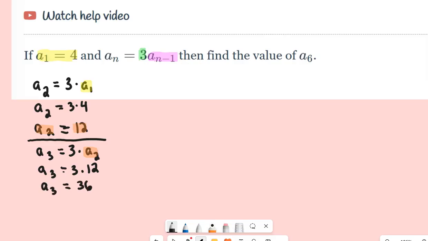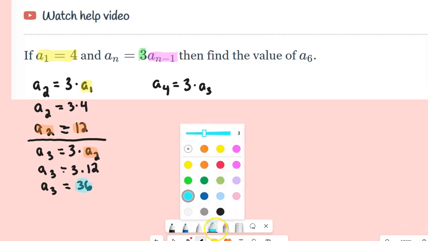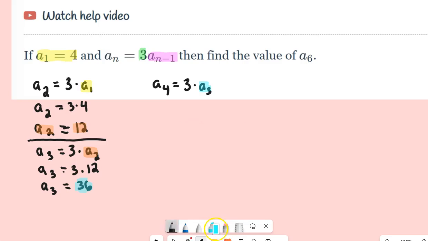All right. Now let's do a sub 4. A sub 4 equals 3 times a sub 3. A sub 3 is 36. We already noted that. It's right here. So a sub 4 we will get by doing 3 times 36, which, I have the math teacher brain, so I know that's 108. Kind of helps.